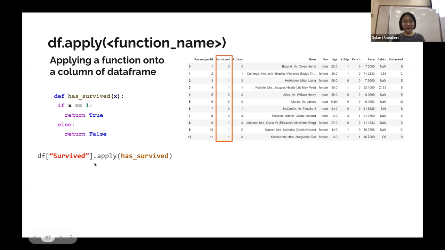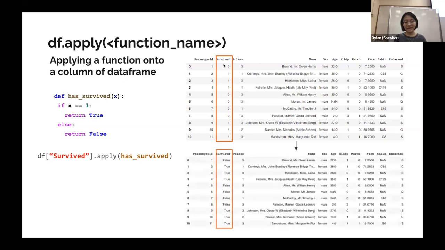When I pass in the function to .apply, pandas will look at every single value in this column and pass each value into the function. Then it will return and replace the value inside that specific row. So every single value that is a 1 in that column will be returned as true, and if it is 0 or something else, it will be returned as false. You can try writing your own custom functions to apply to multiple columns.